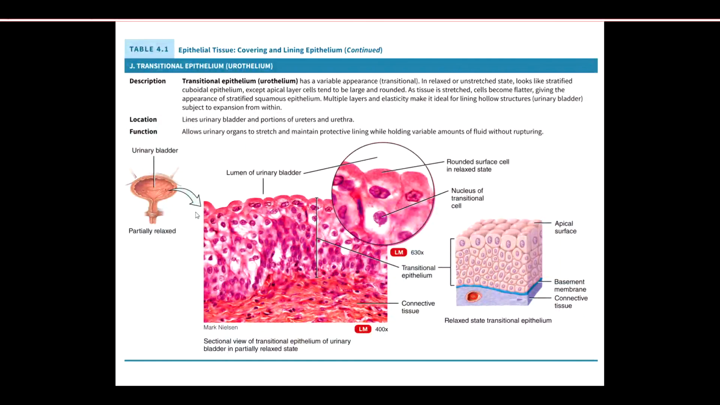All right, again, this is just from another textbook. Again, basement membrane. Multiple layers of cells, a variety of shapes. And again, the big cells on the top here, those rounded ones, I call them dome cells. This is the bladder when it's empty, and you can see them here.